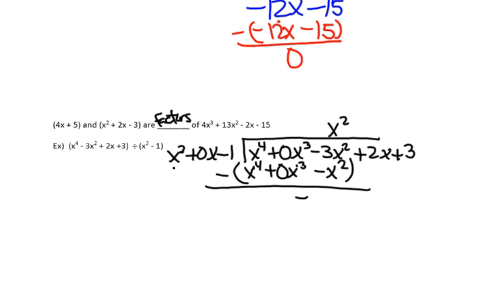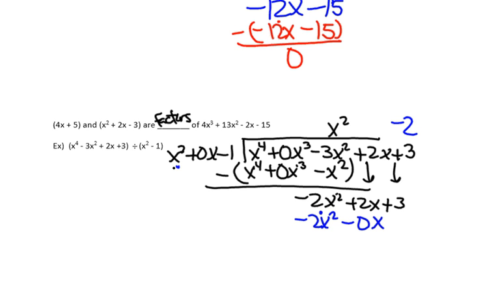And we have negative 2x squared. I'm going to bring down the positive 2x and the positive 3. So now, what do I multiply this term by to get this term here? Well, that's a negative 2. So negative 2 times x squared is negative 2x squared. Negative 2 times 0, that's 0x. And negative 2 times a negative 1 is a positive 2. Subtract. I'm left with 2x plus 1.